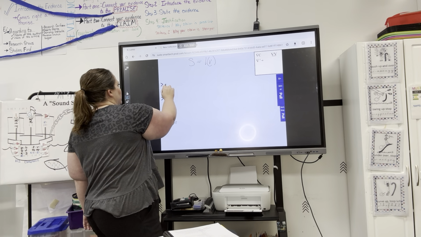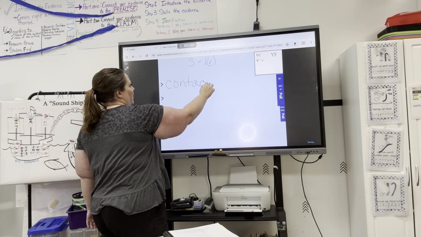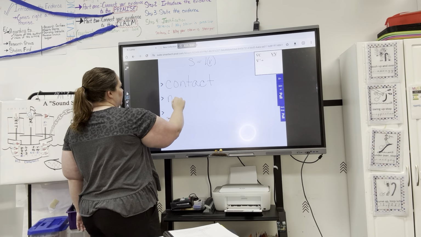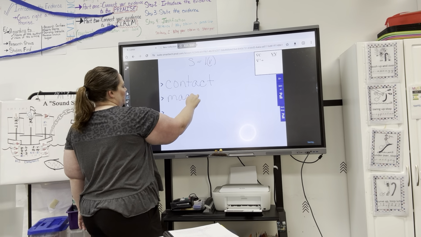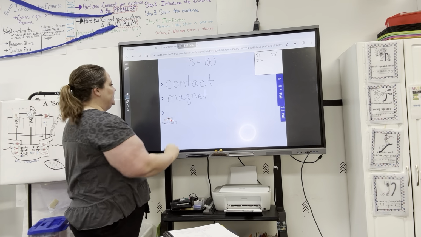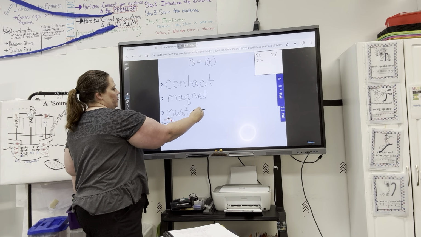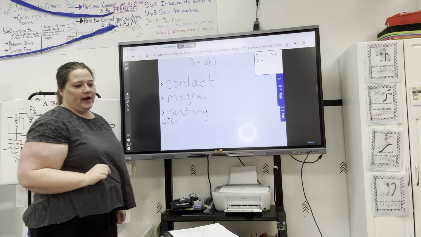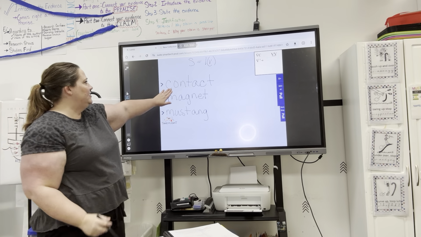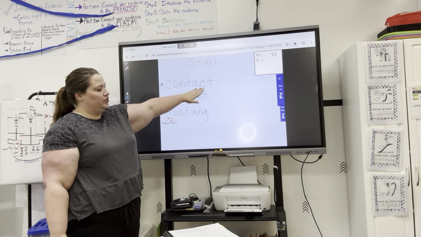Contact is number 4. Number 5 is magnet. And number 6 is Mustang. All right, so let's go through our steps. First thing we do, look for any suffixes. Do I have any suffixes on contact? No. Do I have any letter clusters?